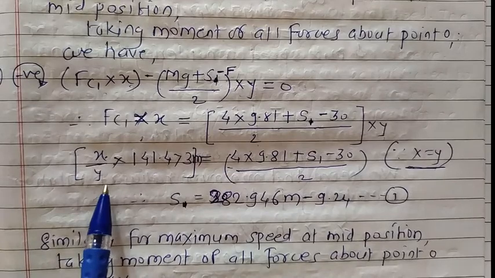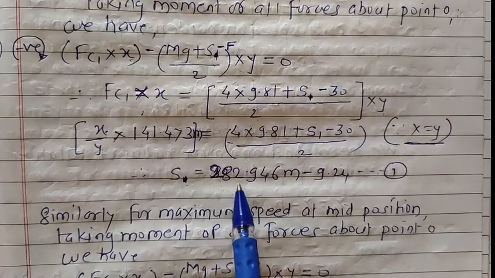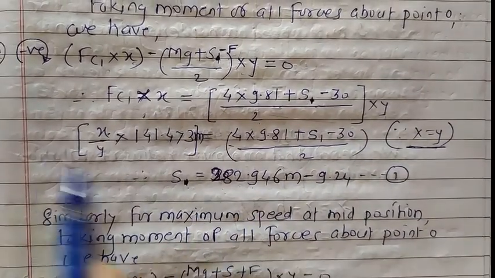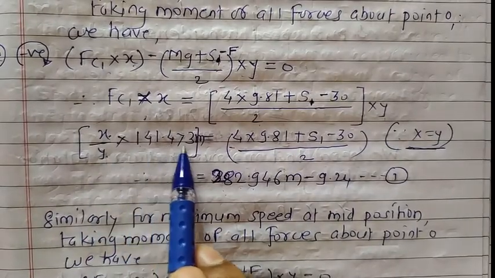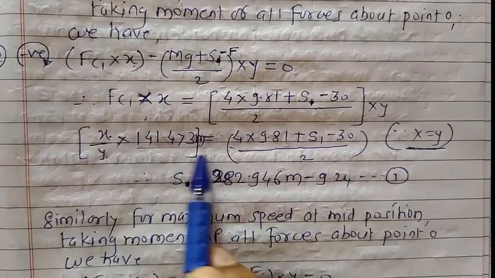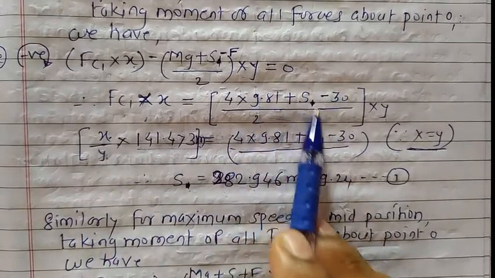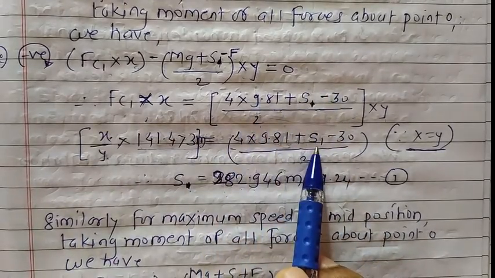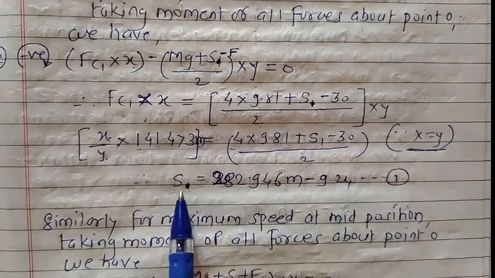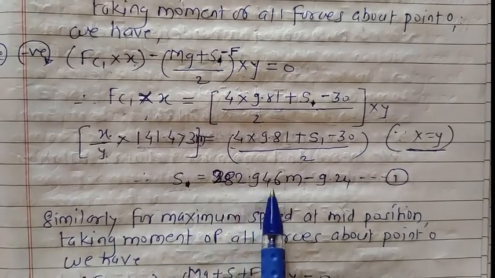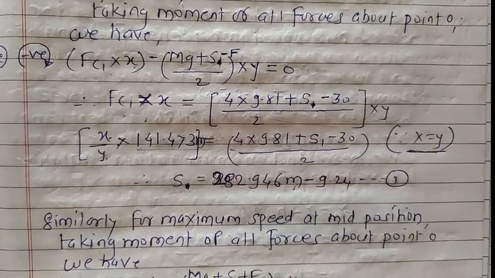So in this way we can get the relation for this s1, this s equals 282 point, just simplify this. X divided by y means here 1, here 141.473 in terms of mass, the value for this Fc1 with us. So next, only the unknown values are replaced by the calculation done earlier. You can get this relation in terms of s in this way: s equals 282.946 m minus 9.24, which gives equation 1.